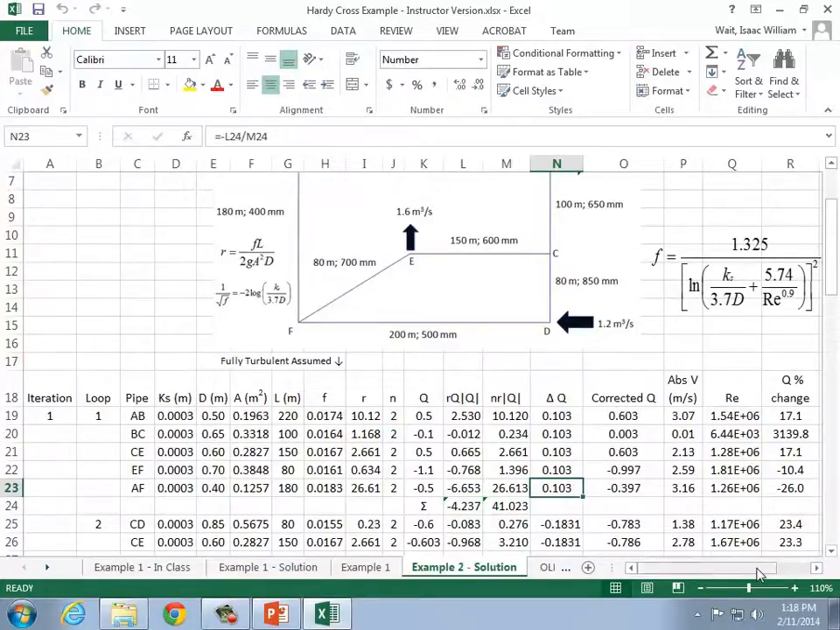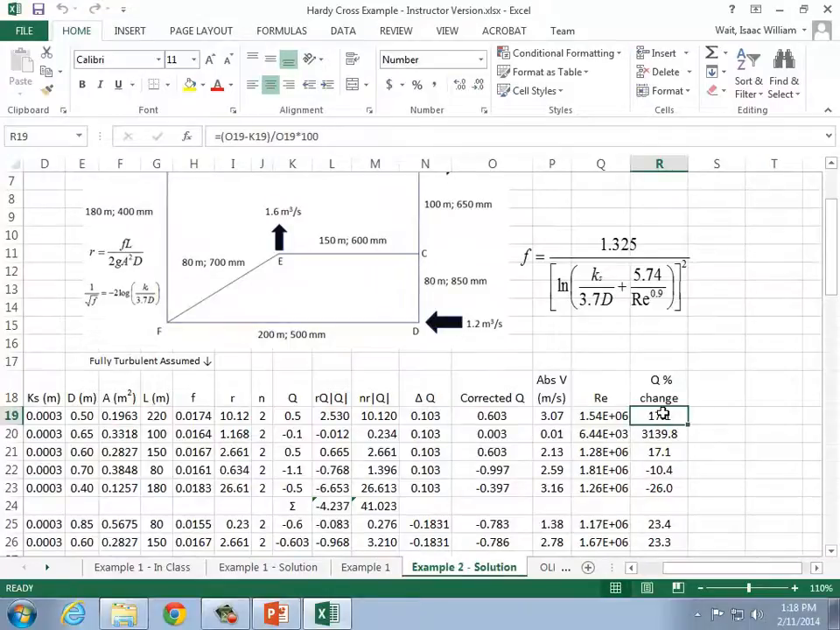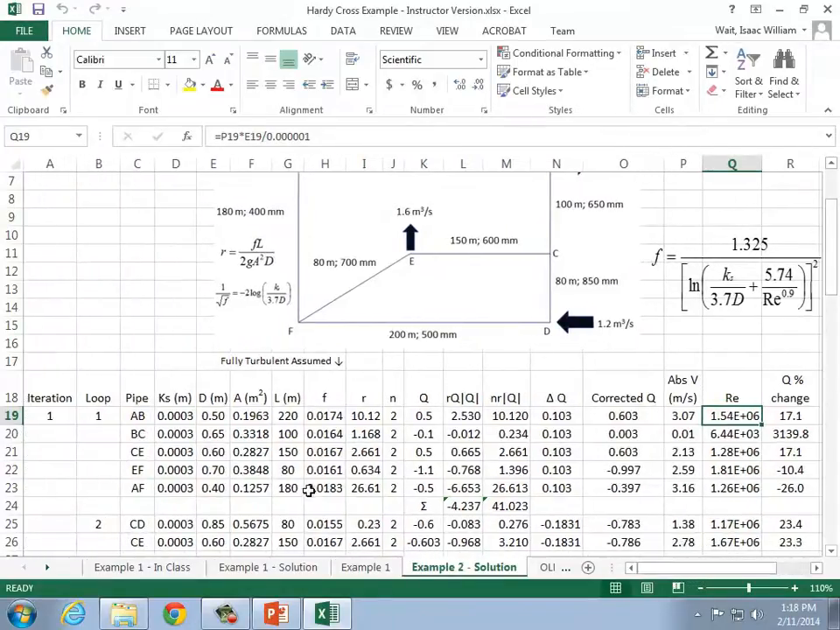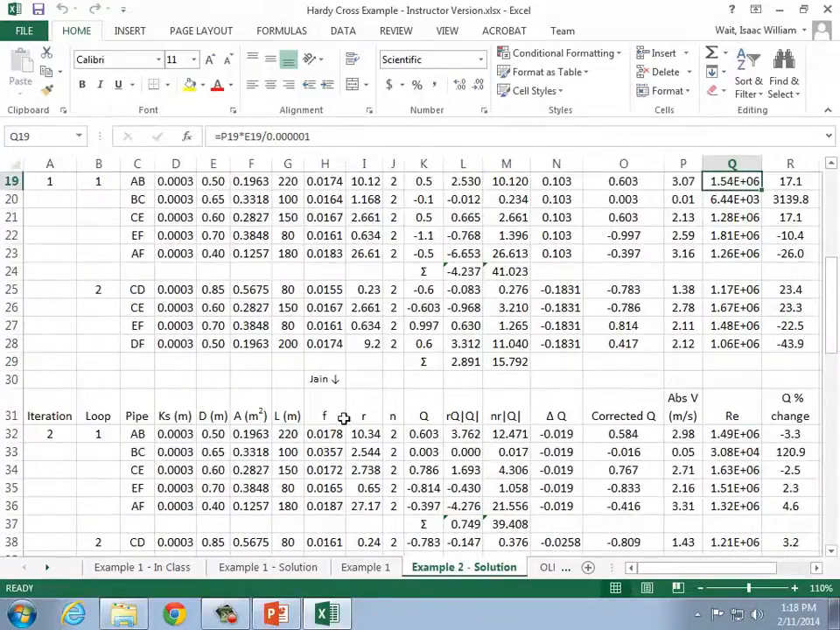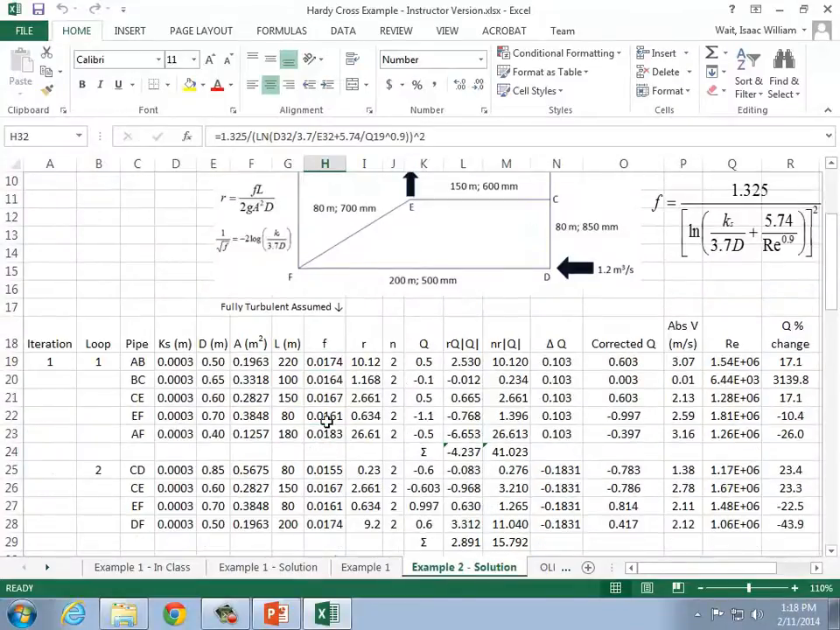And then the other thing to point out is that for percent change, you have the difference, so in this case it looks like the new minus the old divided by the new, because we're assuming the corrected Q is better, is the right answer. And so the percent change will be the difference divided by the new value. And then this Reynolds number is what you're going to use in the next set of iterations down here once you start utilizing the Jain equation.